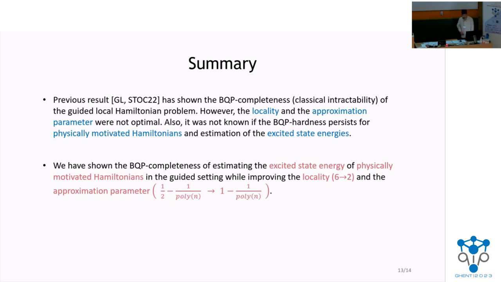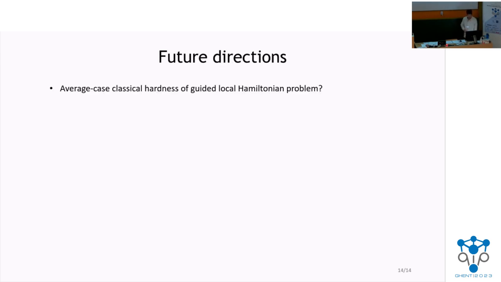And we also show the BQP hardness results for the excited state energy estimation problem and for local physically motivated Hamiltonians. And as future directions, one important direction is to show the average case classical hardness results for the guided local Hamiltonian problem. And the second important one is to improve the promise gap from the current 1 minus 1 over poly to 1 over n, which is the precision in quantum chemistry.